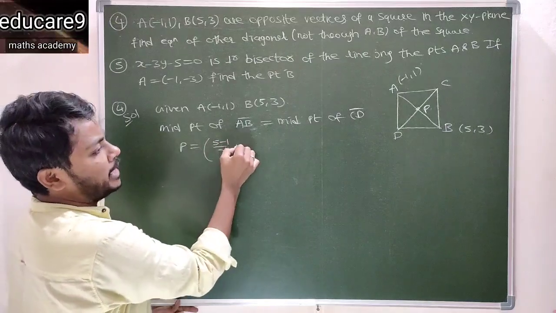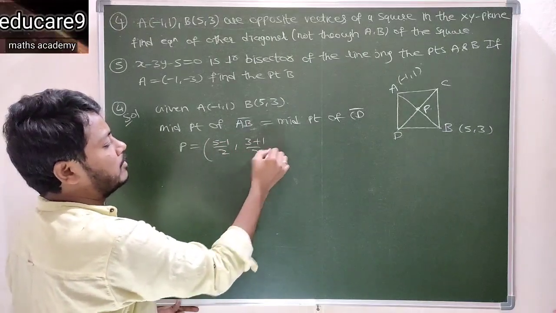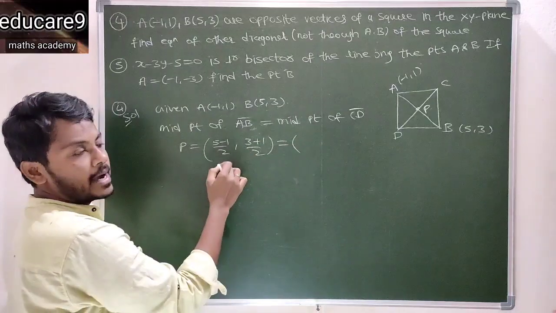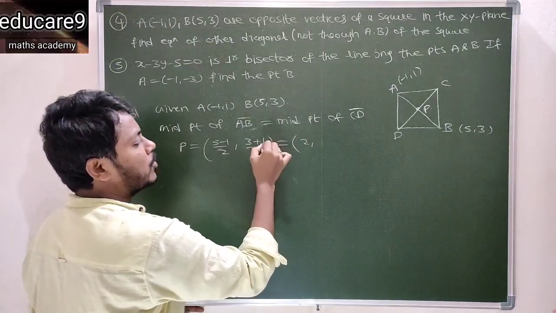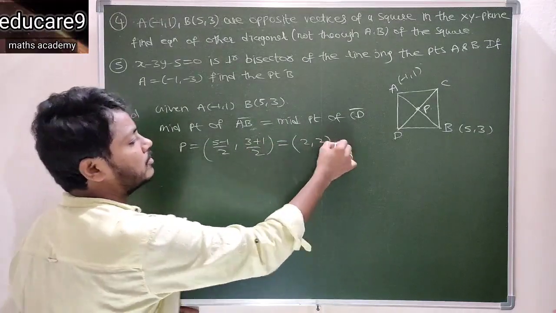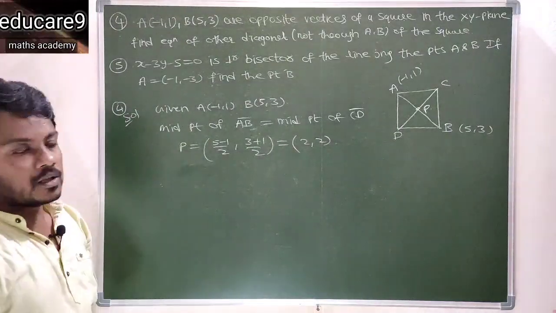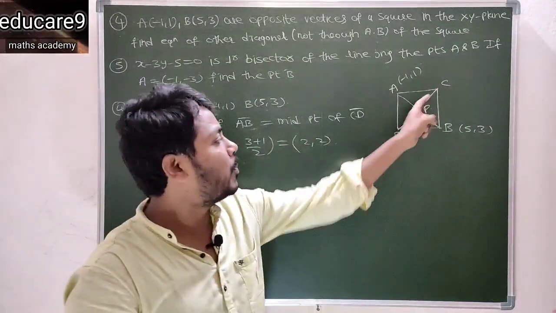5 minus 1 by 2, next to 3 plus 1 by 2. So clearly we will get 4 by 2 is 2, 4 by 2, again we will get 2. So the point is (2, 2). Next you need to find the slope of CD.